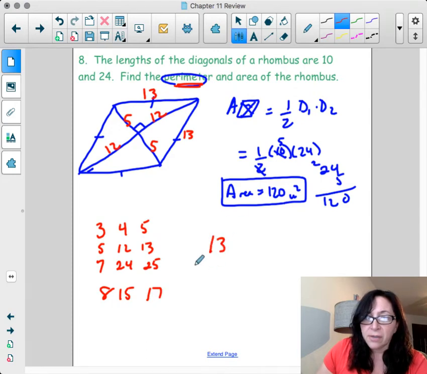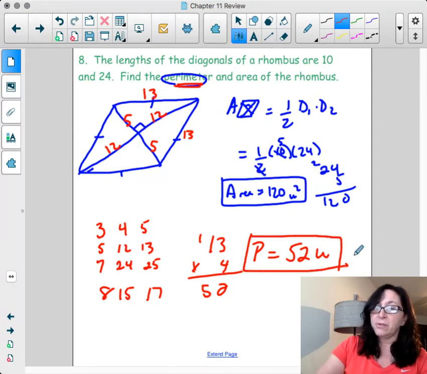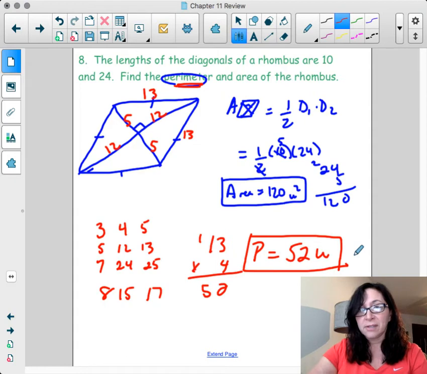So you can just say 13 times 4 is my perimeter. That's 12. 4 and 1 is 5. So our perimeter is equal to 52 units, not units squared, because we're not multiplying lengths. We're just adding up lengths. So that stays at just units.